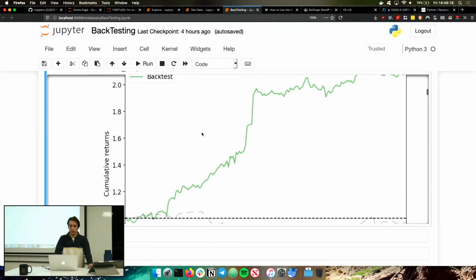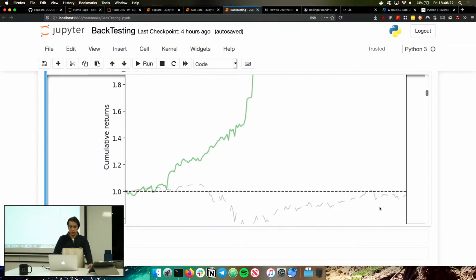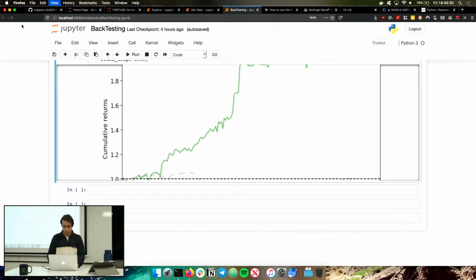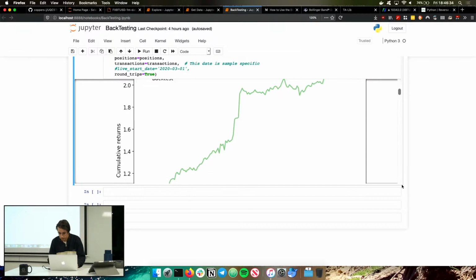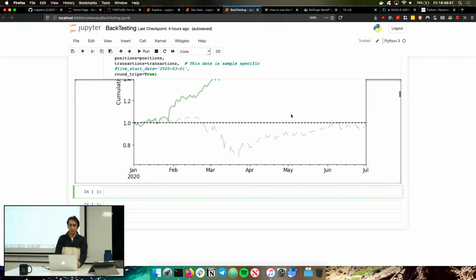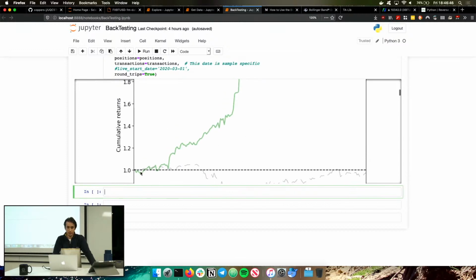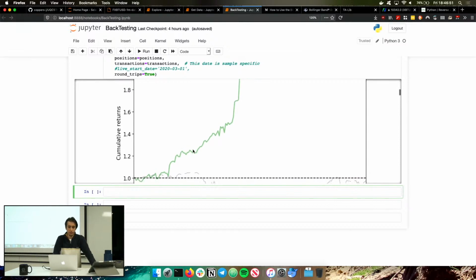So if we have a look here, this is our cumulative returns plotted against the S&P 500. So I'm going to try and zoom out a bit. Try and make this window bigger. No. Well, we'll just have to deal with scrolling through the plot. So here we just see our percentage returns over time compared to if we invested in the S&P.